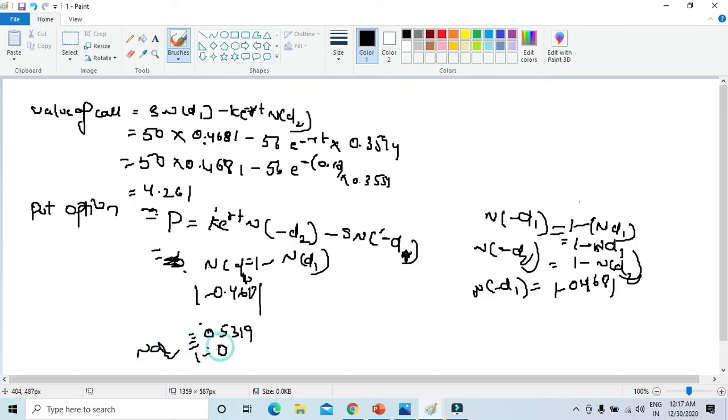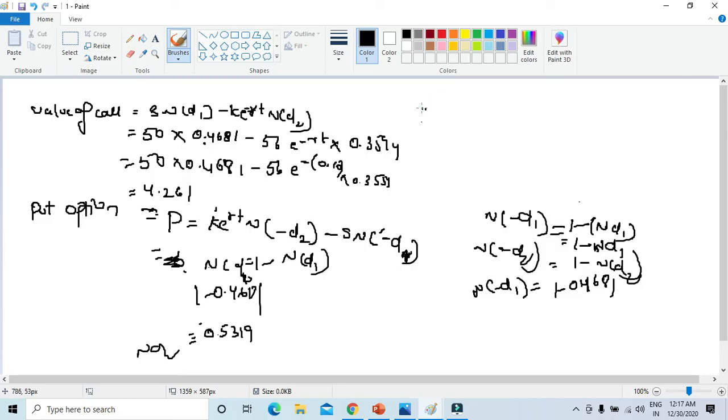In the same manner, N(-d2) will be 1 minus N(d2). We got 0.5319, right? In the same manner, the N(d2) value also you need to calculate.